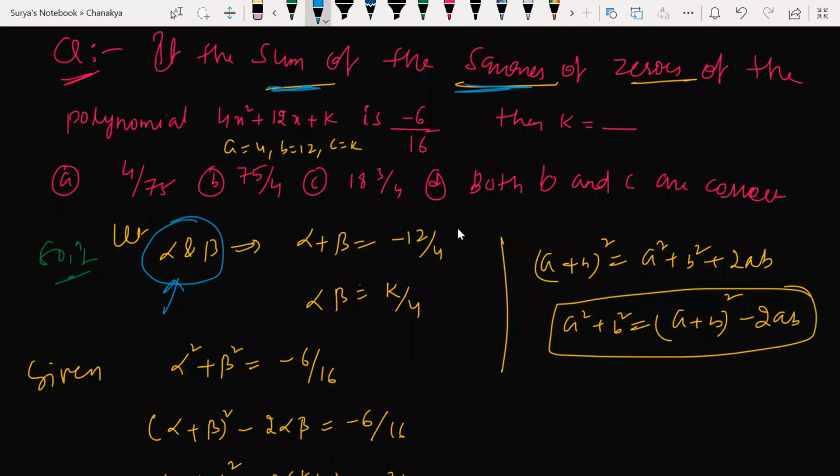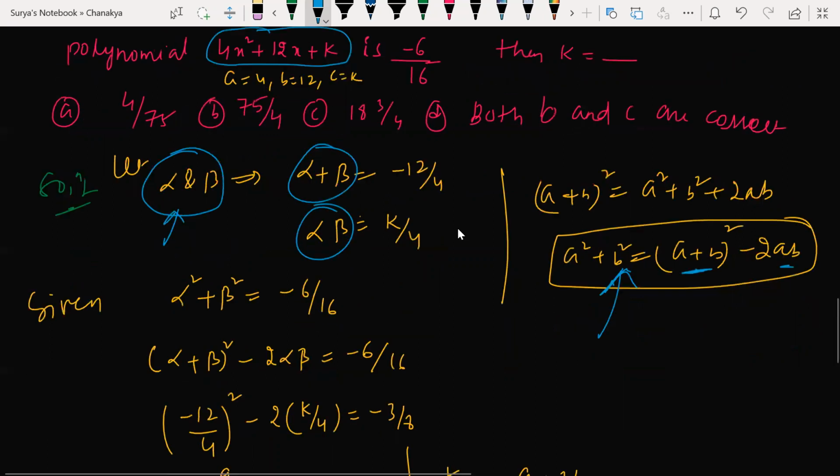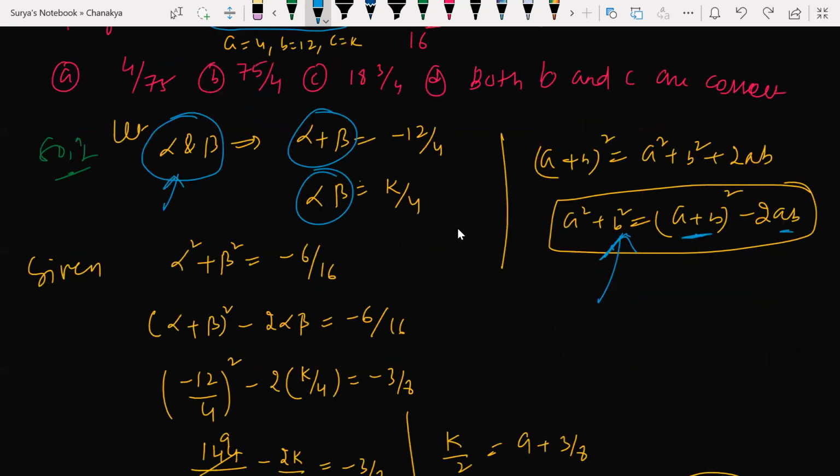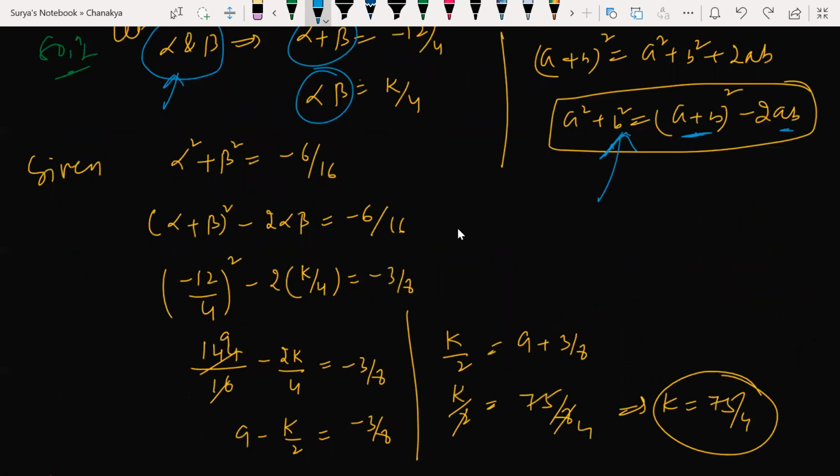Now the sum of the squares. First you do the square, then add it. Sum of the squares of the zeros of the polynomial is minus 6 by 16. Now I can use the alpha square plus beta square formula. Why do we need to use this? Because I know alpha plus beta and alpha beta values. That is the reason I'm using this identity here. Aditi ji, hope it is clear now. Yes, I got it.